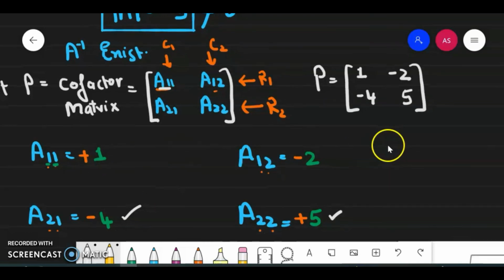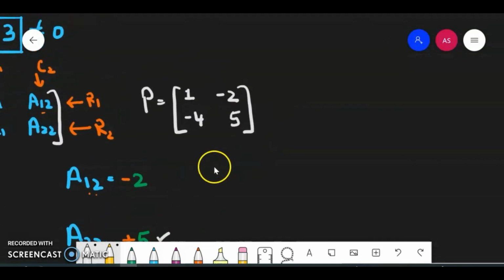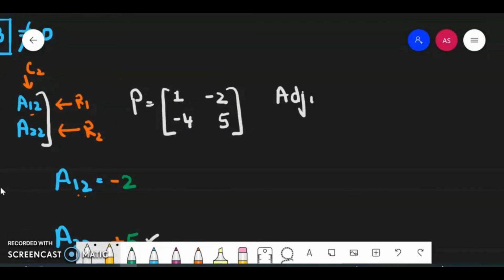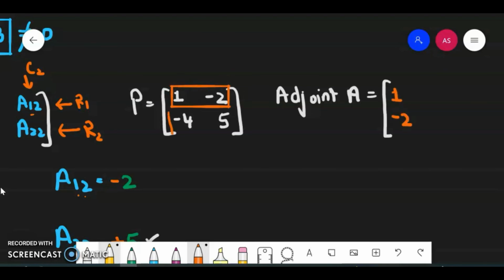But we don't want the value of P, we want the value of adjoint of A. Adjoint A is equal to transpose. You have to write down the row in column. For example, this is the first row, 1 and minus 2. So you will write it in the column form. So 1 and minus 2. And now you can see the second one, that is minus 4 and 5. So you will write minus 4 and 5 over here. And then close the bracket.